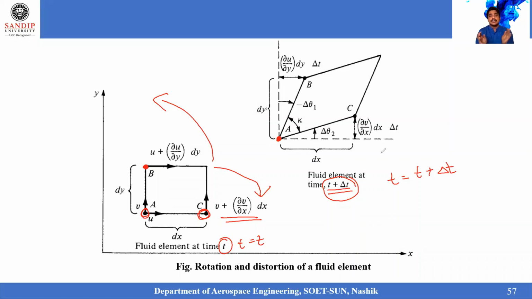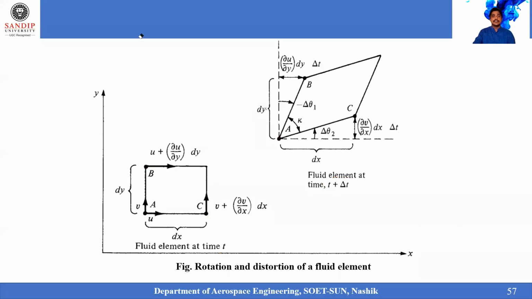So where the fluid element has completely deformed. If you see after time t plus delta t, the fluid element has completely got deformed at this point. Now, when we concentrate on how much deformation has happened on that particular fluid element, let us see.